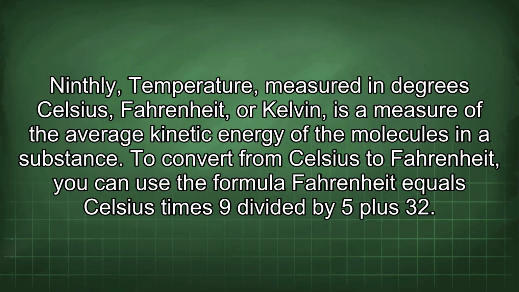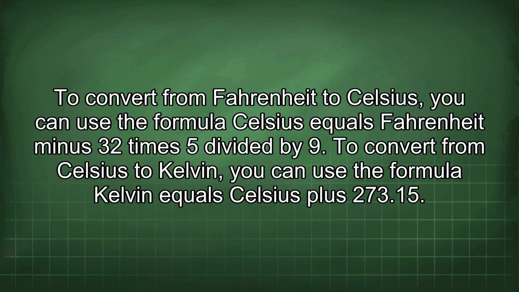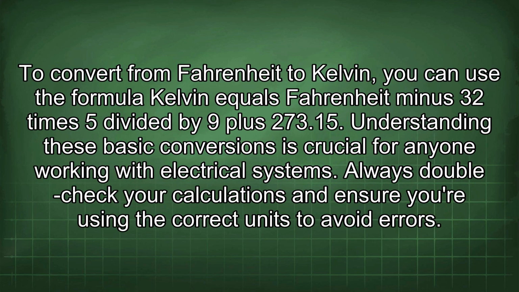in a substance. To convert from Celsius to Fahrenheit, you can use the formula Fahrenheit equals Celsius times 9 divided by 5 plus 32. To convert from Fahrenheit to Celsius, you can use the formula Celsius equals Fahrenheit minus 32 times 5 divided by 9. To convert from Celsius to Kelvin, you can use the formula Kelvin equals Celsius plus 273.15. To convert from Fahrenheit to Kelvin, you can use the formula Kelvin equals Fahrenheit minus 32 times 5 divided by 9 plus 273.15. Understanding these basic conversions is crucial for anyone working with electrical systems.